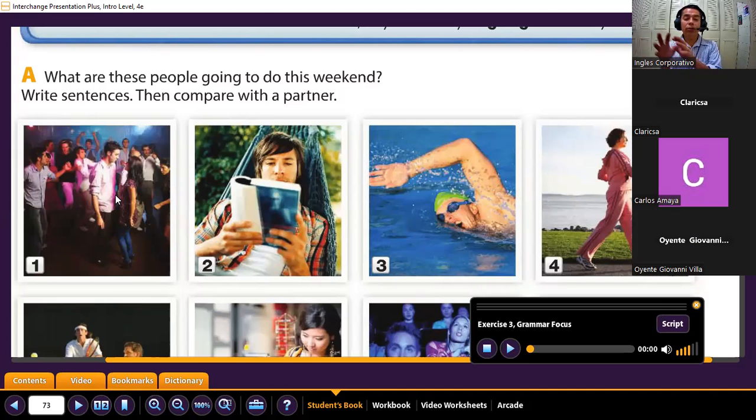Giovanni, they are going to go? To dancing. Dancing. That's it, right? Thank you very much. They are going to go dancing, or you can say also, they are going to dance. Simple, right? They are going to dance. Dancing, right? Okay. Thank you, Giovanni.